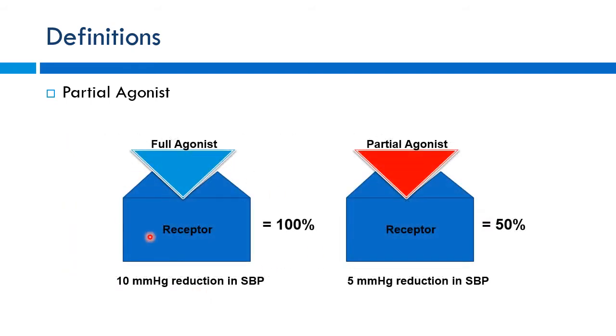So, again, just a pictorial example here. Full agonist, you get 100%. Say, for instance, when you have 100% effect, you're getting a 10 millimeter of mercury drop in systolic blood pressure, right? Versus if I have a partial agonist, maybe I only get a 5 millimeter of mercury reduction, right? So which one do you say is more efficacious? Yeah, the full agonist is going to be more efficacious. However, you may find some cases where the partial agonist might be the preferable drug. I'll show you an example of that in just a minute.